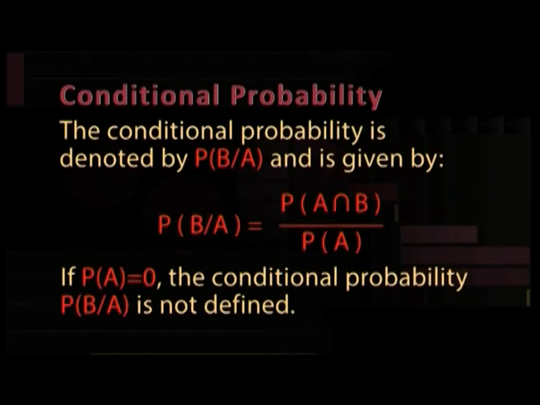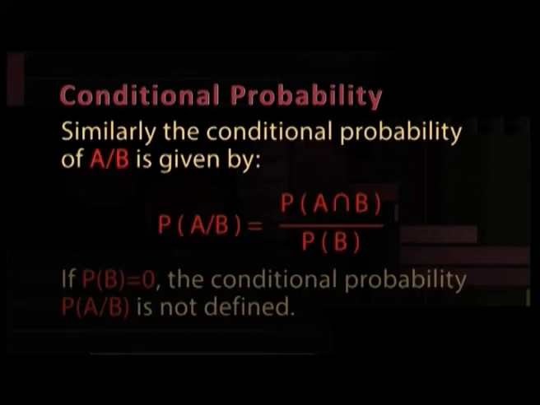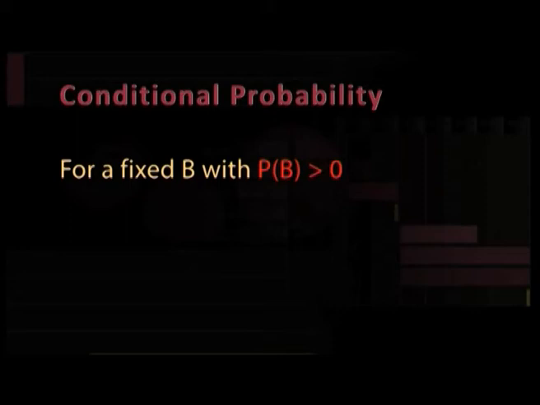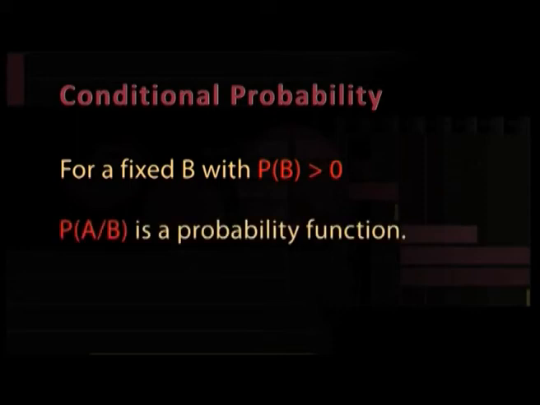Probability of B given A is not defined if probability of A is equal to 0, and A given B is not defined if probability of B is equal to 0, because we cannot divide a number by 0. For a fixed B with probability of B greater than 0, probability of A given B is a probability function. This result can be proved as follows.